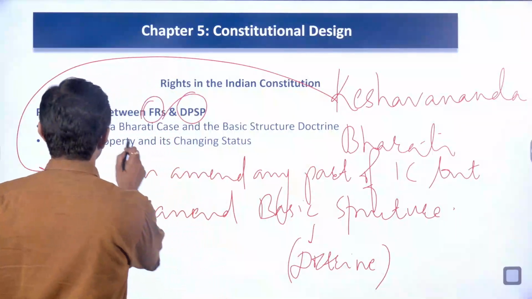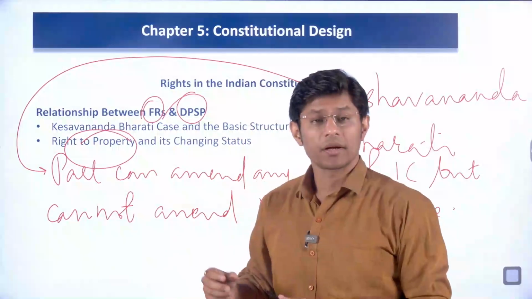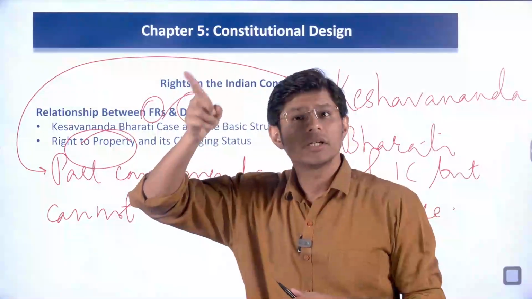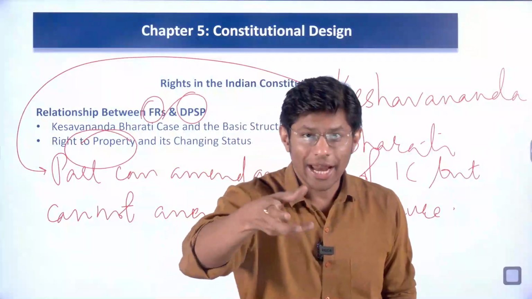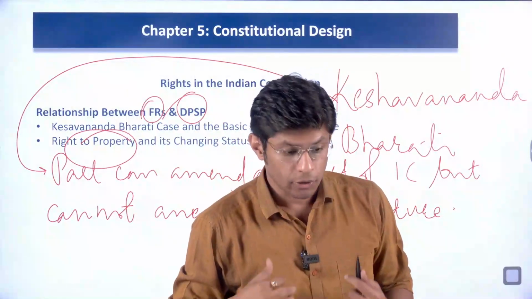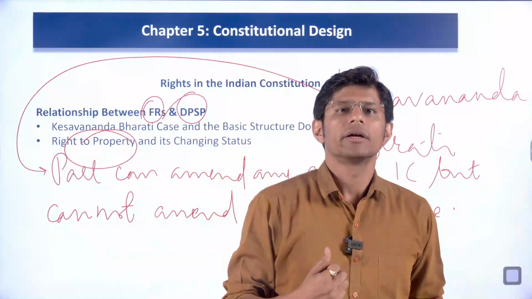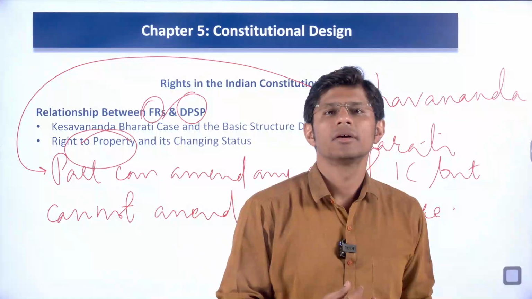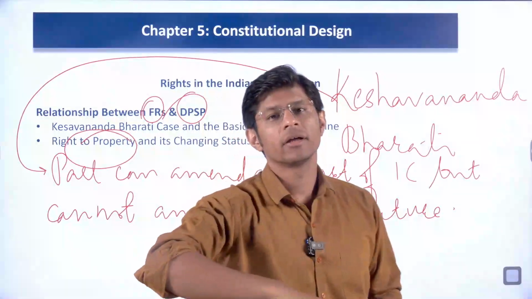Now, what about right to property? Now, we know that right to property was initially a fundamental right, which means whenever the government was trying to take away the land of people, people used to approach the judiciary. Now, for public welfare, the government had to take the land or have control over the land so as to ensure that people are benefiting.